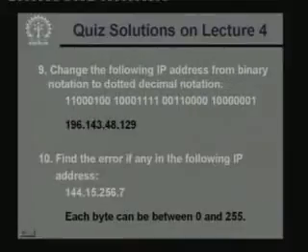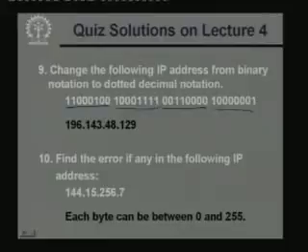Change the following IP address from binary to dotted decimal. This is easy. You take each of these 8-bit chunks, convert them to decimal and write the numbers separated by dots.